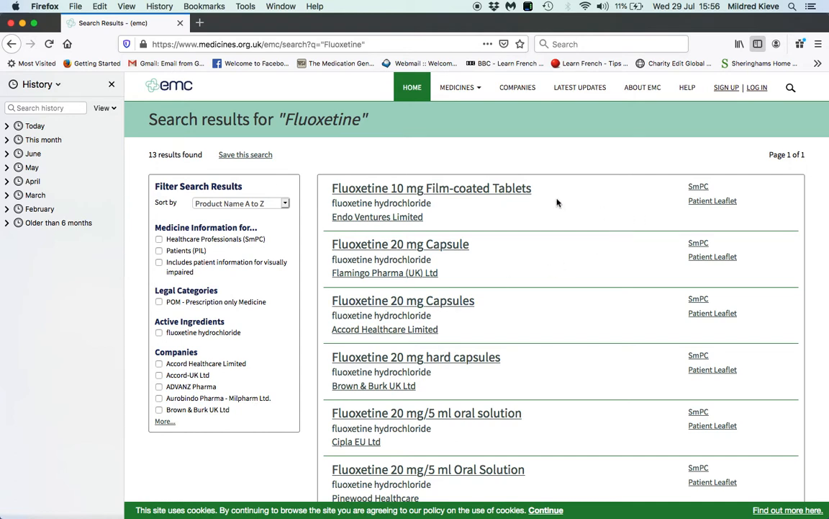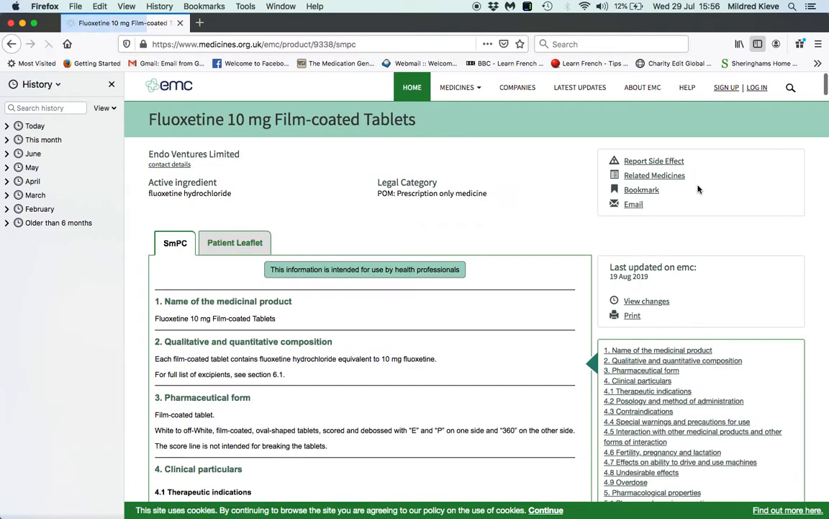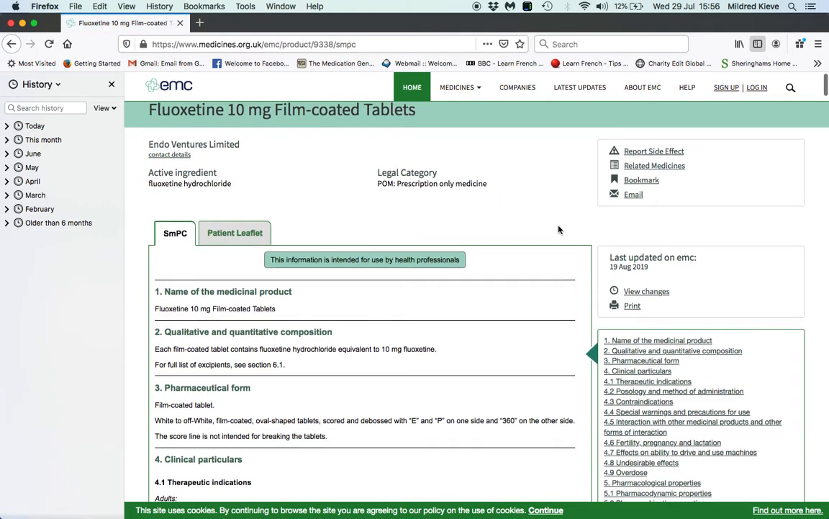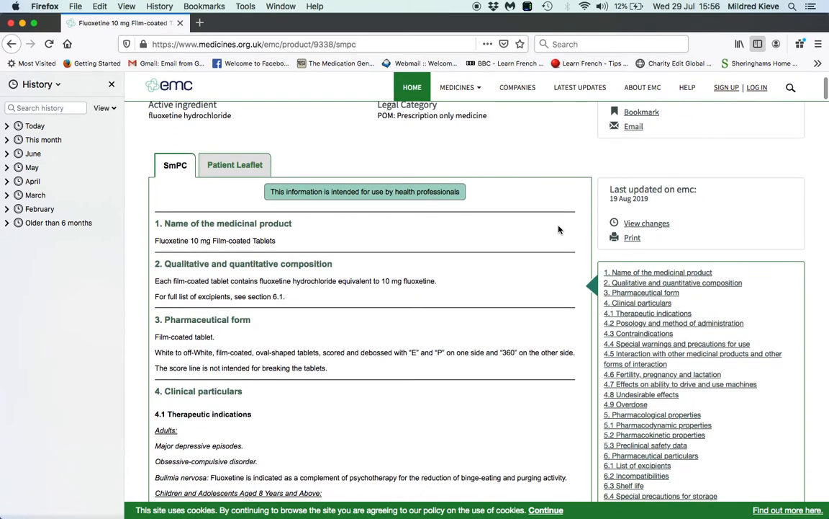But the main thing is to find a drug. Most of the data will be the same, but there are two opportunities here. You've got the patient leaflet and you've got the SMPC, the Summary of Product Characteristics, which gives you more information than the patient leaflet. So here you come to the page, which is long, and it's a lot to read.